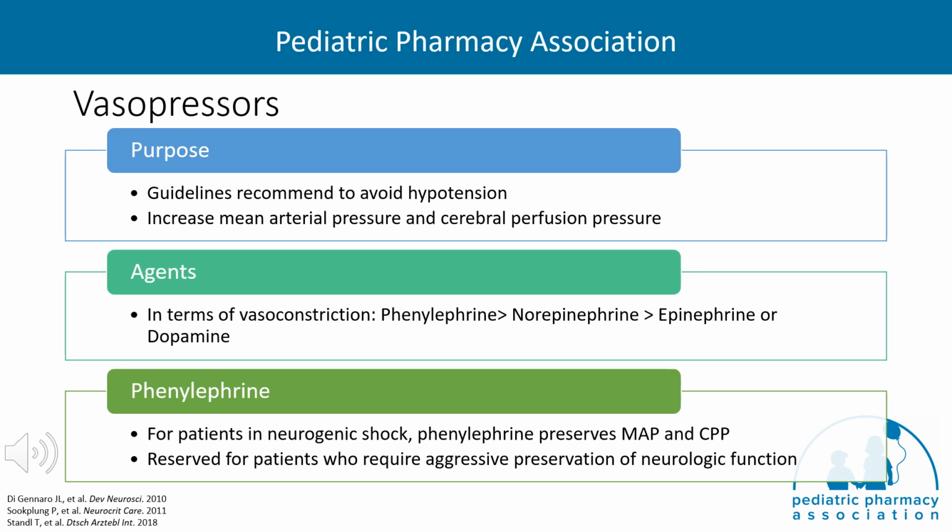If we're considering phenylephrine as the agent to be used, we need to remember that this is indicated for patients in neurogenic shock to preserve MAP and cerebral perfusion pressure, and we want to reserve this for patients who require aggressive preservation of neurologic function.